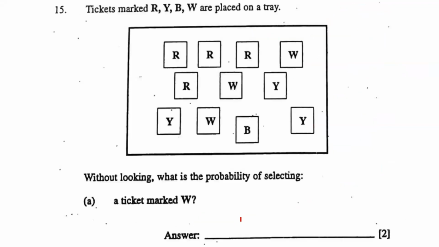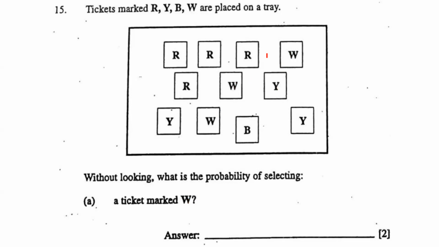Let's consider number 15. Number 15 says, tickets marked R, Y, B, W are placed on a tray. And so we have here R, R, R, W, R, W, Y, Y, W, B, Y. It says without looking, what is the probability of selecting a ticket marked W? So the question is, how many tickets that are marked W do we have? Well, we have 1, 2, and 3. We have 3 tickets that are marked W out of this whole tray.